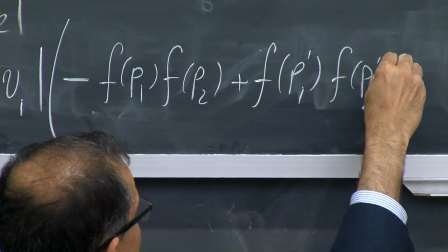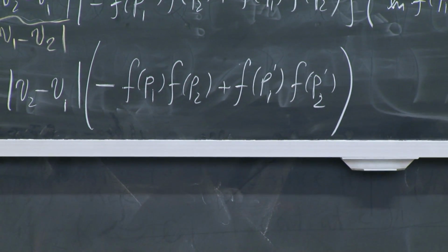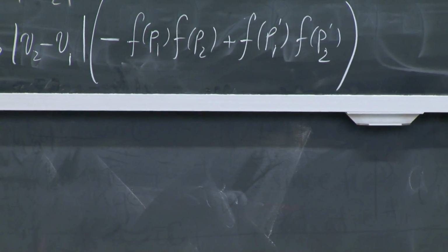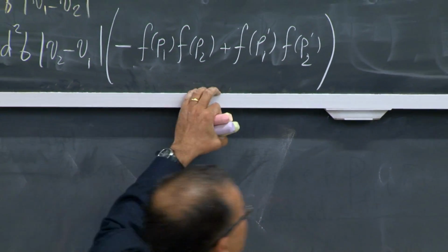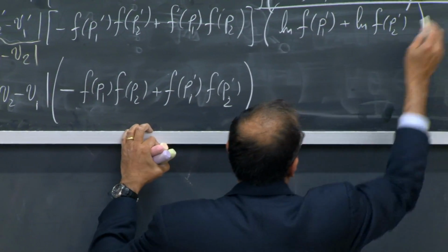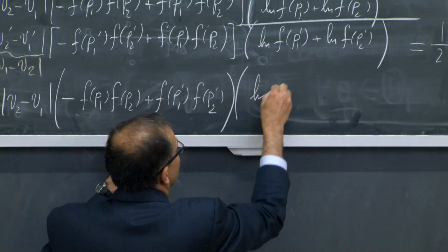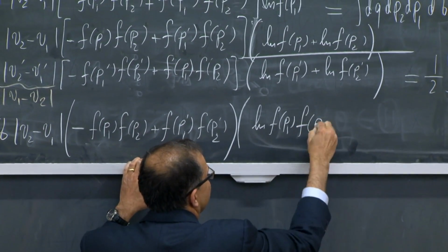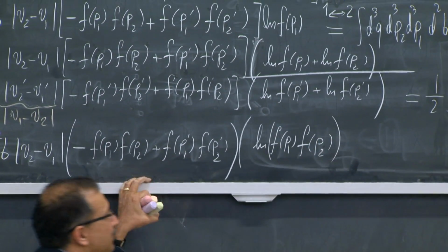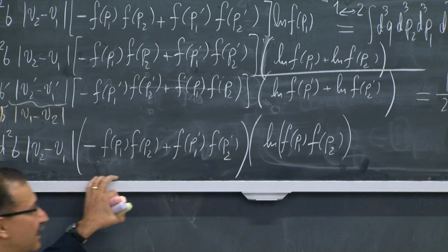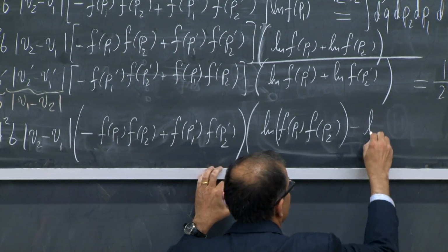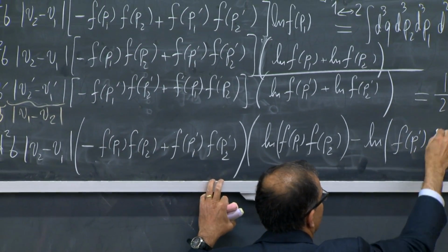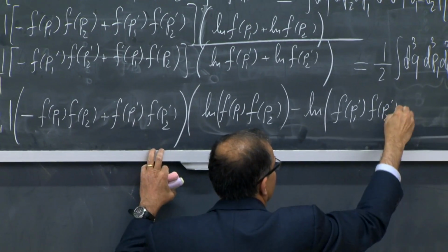So this is our collision operator that we have discussed here, the difference between what comes in and what comes out. And from the first part here, we should get log of f of p1 plus log of f of p2, which is the same thing as the log of the product. And if I had not made errors, the subtraction would have involved f of p1 prime, f of p2 prime.